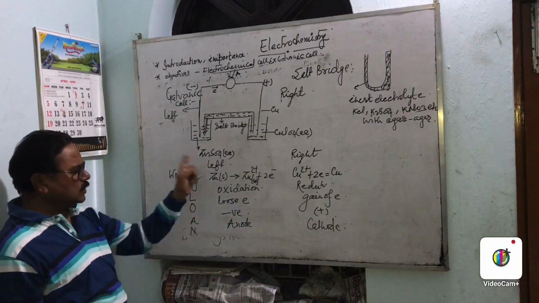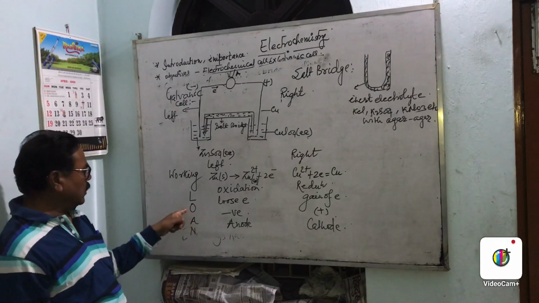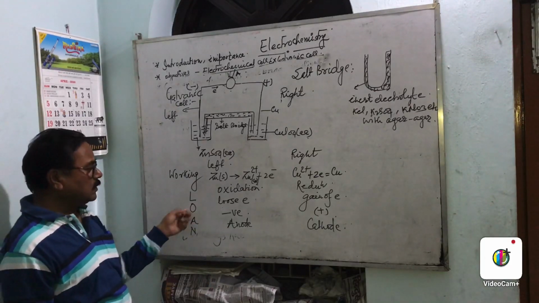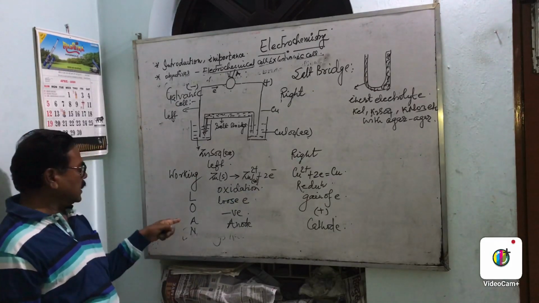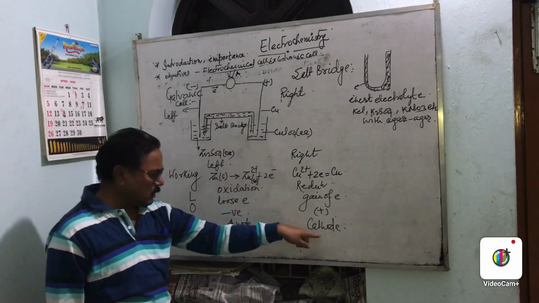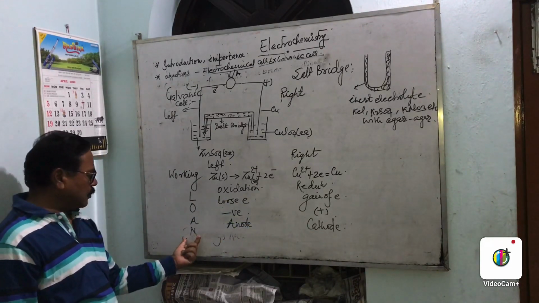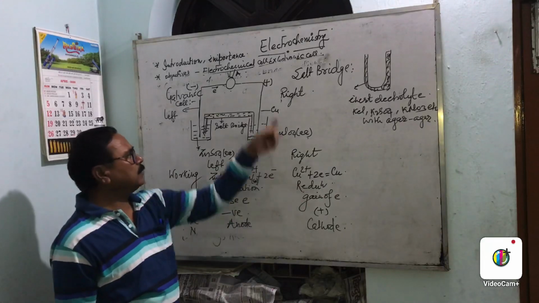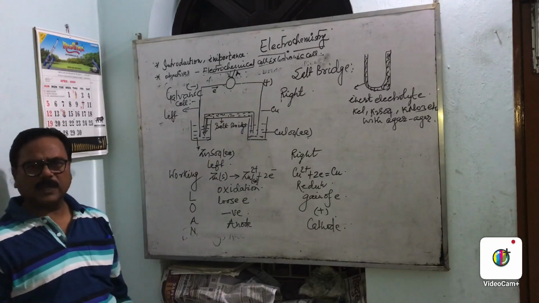So what is the opposite of left? That is right. What is the opposite of oxidation? That is reduction. What is the opposite of anode? That is cathode. And what is the opposite of negative? That is positive. That's why it is called the positive electrode.